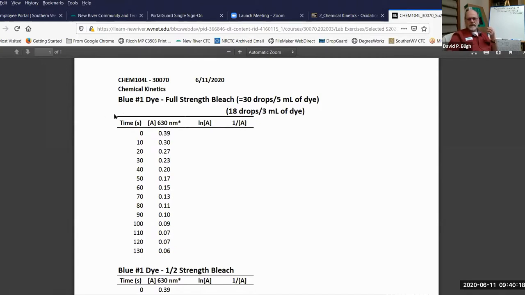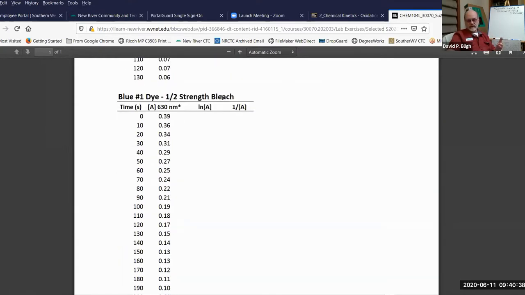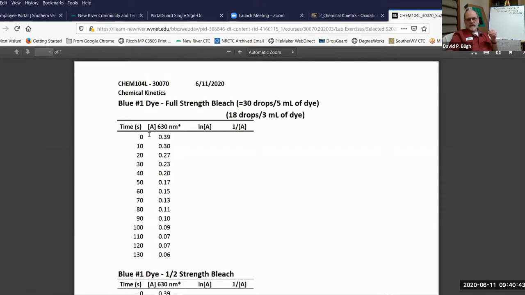We have to run the experiment once at full strength bleach, which is not really full strength, because full strength bleach is 6%. We're going to use a certain amount of bleach in the first experiment, and then in the second experiment, we're going to use half that strength of bleach. Okay, so there's your data. The data is in the form of time in seconds, and A, which is absorbance at 630 nanometers. Nanometer is a wavelength.